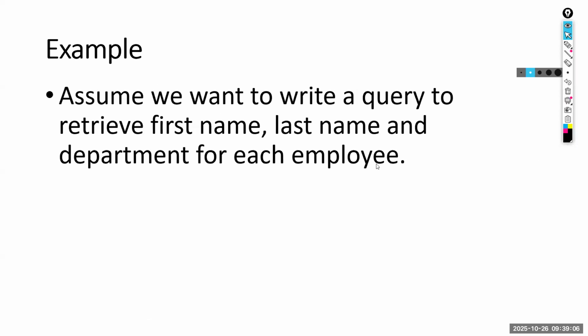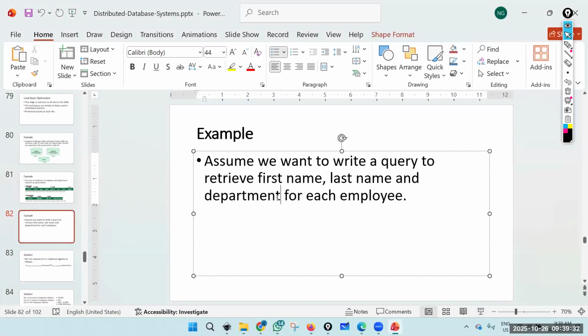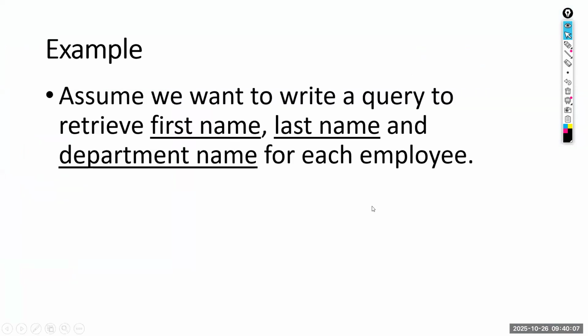So this is the question. Assume we want to write a query to retrieve first name, last name, and department of each employee. Let's assume department means department name. So let's call it department name, so that it is more clear for you. At the end, we need these three data: first name, last name, department name, or D name, for each employee.